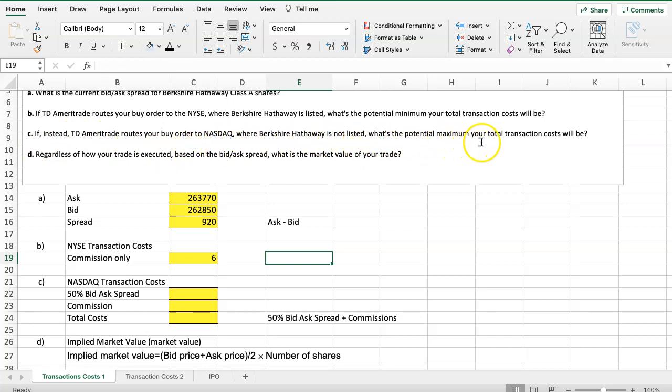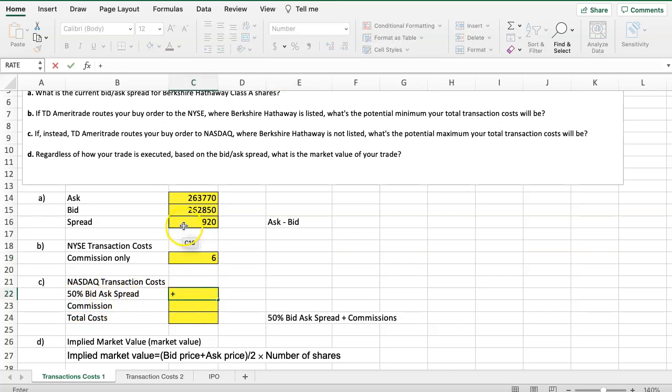C, if TD Ameritrade routes your order to the NASDAQ where Berkshire Hathaway is not listed, what is the potential minimum for your transaction costs? Okay, so it would be 50% of the bid-ask spread. So we would take the spread and we multiply that by 50% because it meets in the middle. Because now we're going through the NASDAQ, so they have a different way of calculating the costs. We'd have to split the bid-ask spread, and then we'd still be paying the commission. So the total would be just adding these two together.